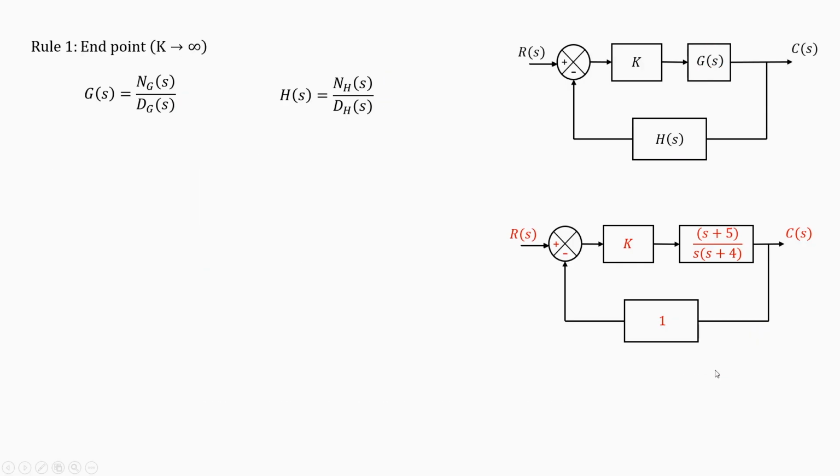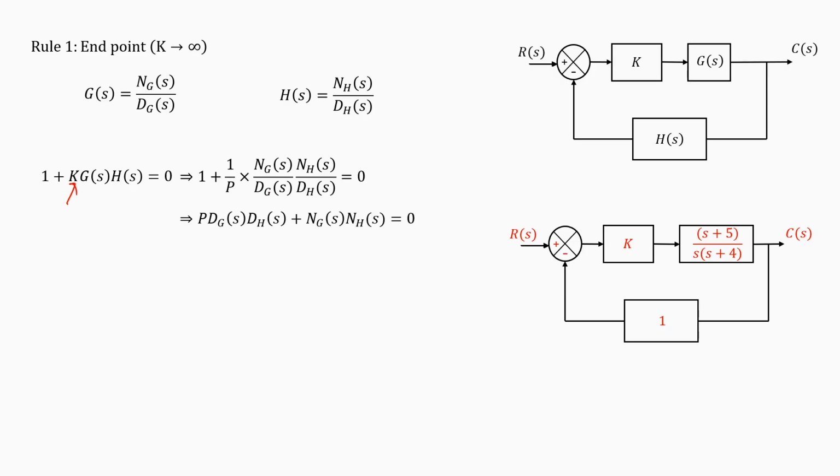Let us go for K tending to infinity. This is the end point. Basically we are trying to see where we are starting and where we are ending. We start at the open loop poles, and where do we end at K tending to infinity? If we write down the equation, instead of K, I am writing 1 by p, because K tending to infinity means p tends to 0. I can rewrite this equation, and since p is 0, we are left with this part only, which is NG into NH equal to 0, which means that the end points will be the zeros of G into H.